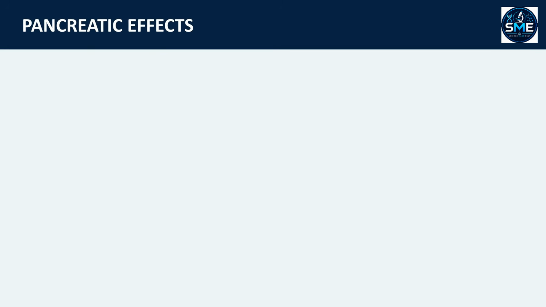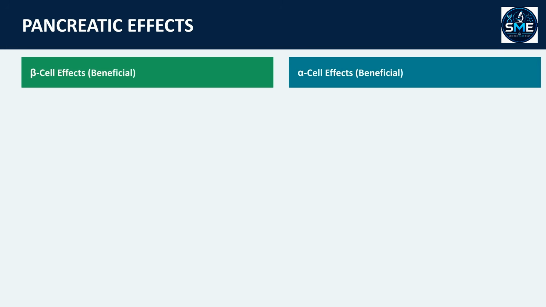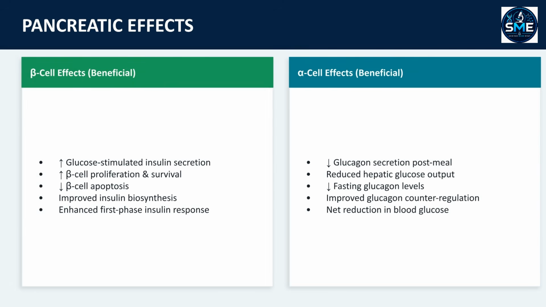Ozempic provides beneficial effects on pancreatic cells. It increases glucose-stimulated insulin secretion and promotes beta cell proliferation. It also reduces glucagon secretion and hepatic glucose output, leading to a net reduction in blood glucose levels.